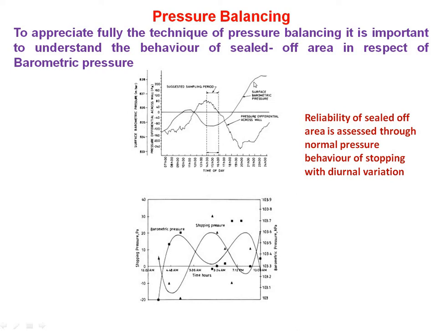You see that barometric pressure will be very high after 2 o'clock. You know that 2 o'clock to 4 o'clock is the most suggested sampling period, because the pressure differential across the wall and the surface barometric pressure will be low at that time, and it will be high after 4 o'clock. So the time of the day, 2 to 4 o'clock, I mean 14.00 to 16.00, is the main sampling period for the air sample pipes.